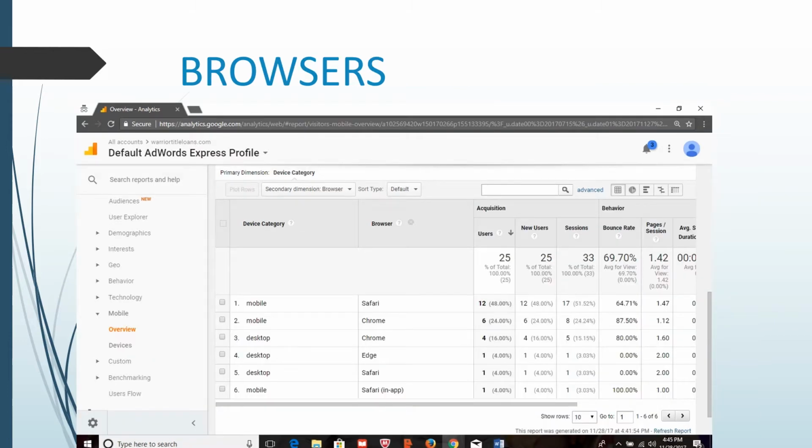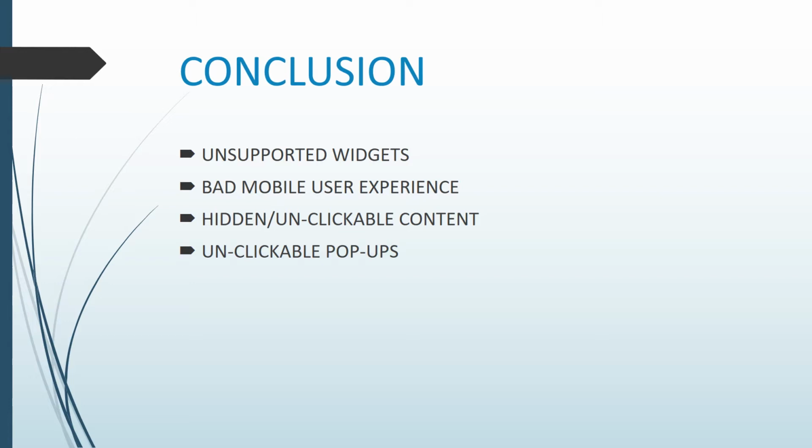Let's have a look at the browsers with all the data. It shows the users, sessions and bounce rate for every browser, that is Safari, Chrome, Edge and Safari in-app. Analyzing all the data, we can conclude that the bounce rate and bounces are more for the mobile users. So the user is not getting the right information he needed. This contributes to the bad mobile user experience.